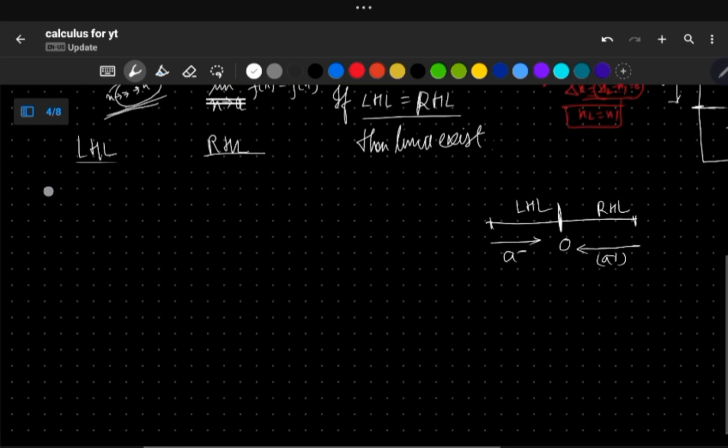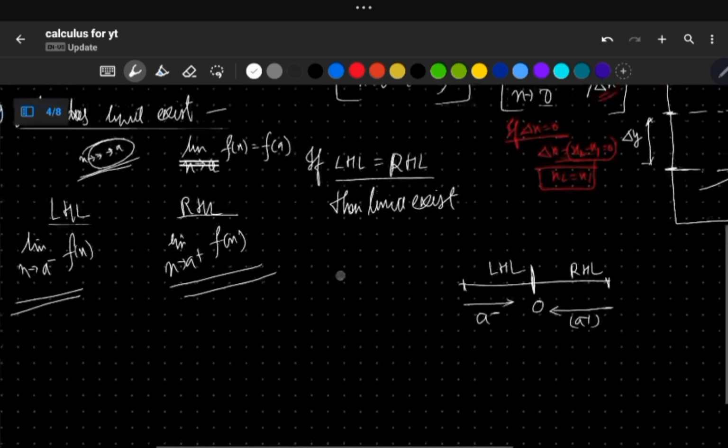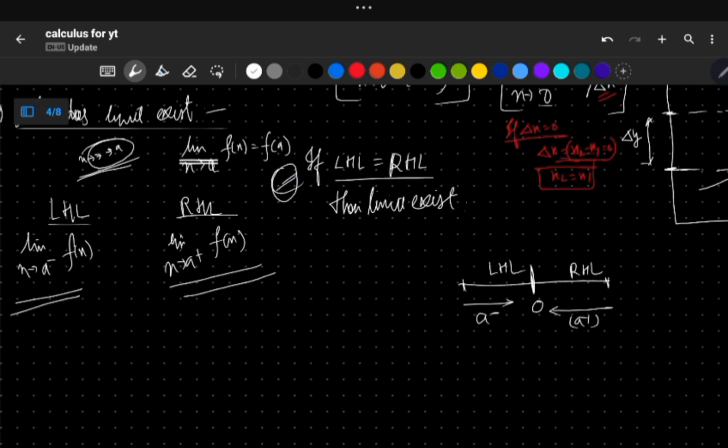So limit x tends to a negative of f of x, that is approaching from the left side, is known as the left hand limit. And limit x tends to a positive of f of x is known as the right hand limit. As I told you, if the LHL is equal to the RHL, then the limit exists. So this is all about the concept of limit existence.